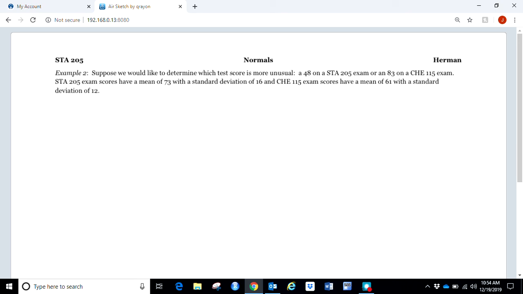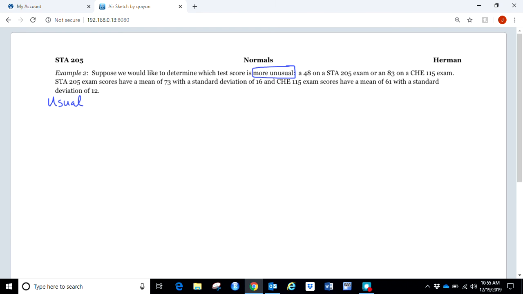We're given the Stat 205 exam score mean and standard deviation, as well as the Chemistry 115's mean and standard deviation. But the first thing we want to make sure we talk about before we dive into doing some math is, what does it actually mean to be more unusual? So let's first talk about what it means to even be usual. What does usual even mean here?